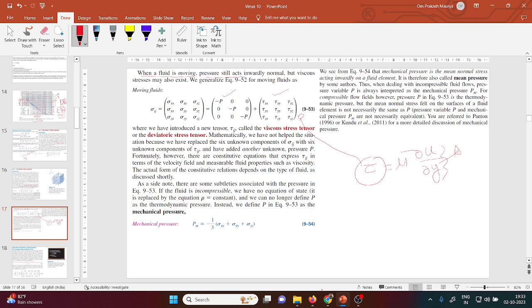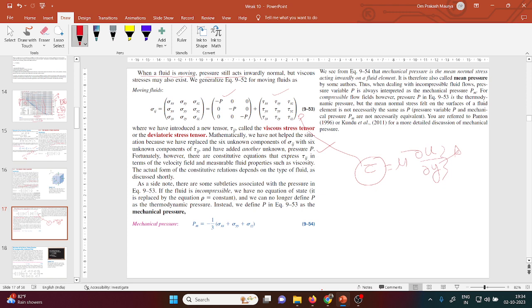But still, mathematically we have not helped the situation, because we have replaced the six unknown components of tau ij with the six unknown components of sigma ij. And we have added another unknown, the pressure p.